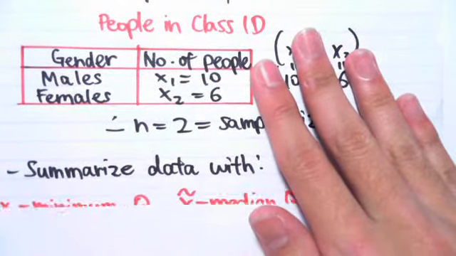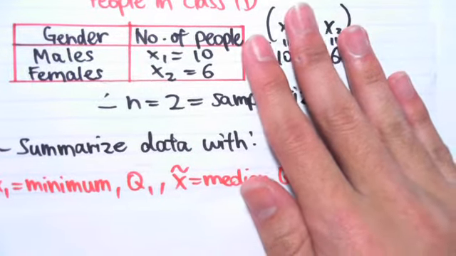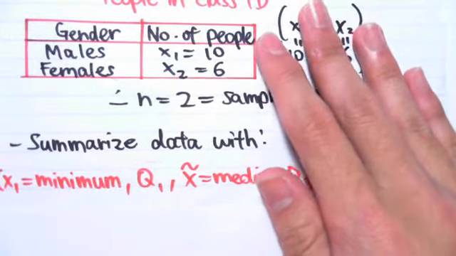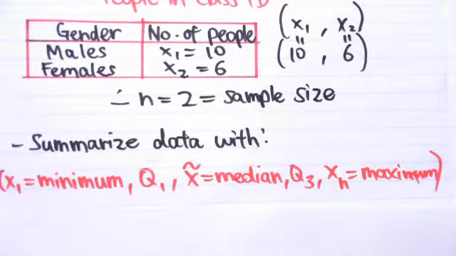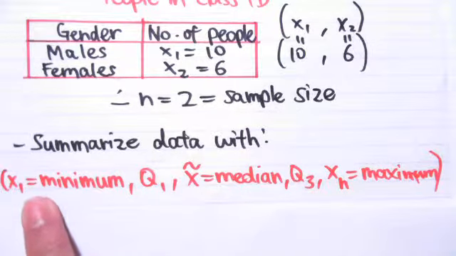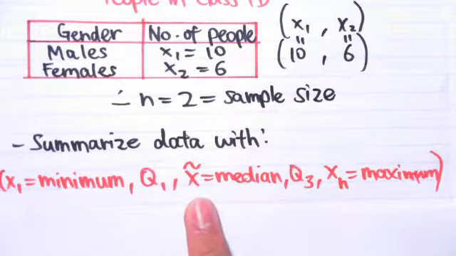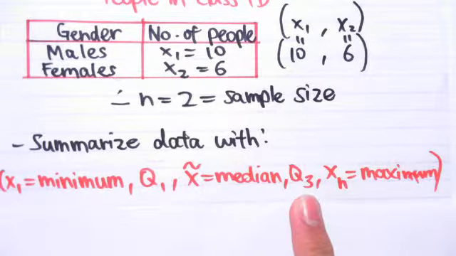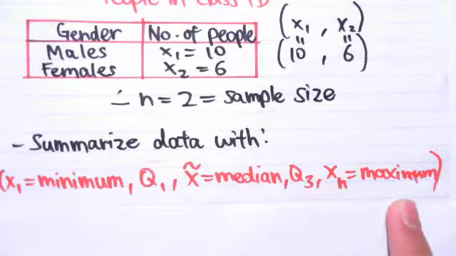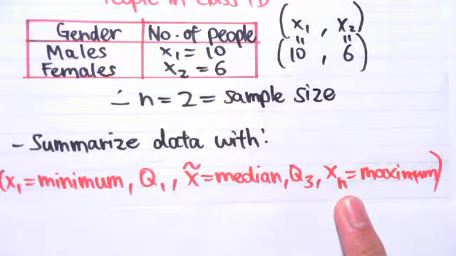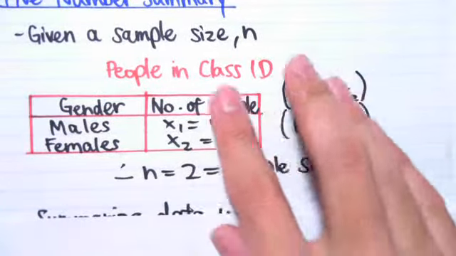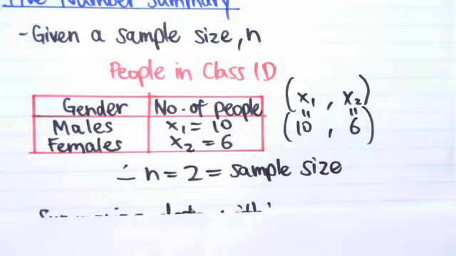We summarize data, especially sets that have much larger sizes, with something called a 5-number summary. These are the 5 numbers. The first number, x1, is the minimum. Q1 is the lower quartile. x squiggle is the median. Q3 is the upper quartile, and xn is the maximum, the maximum number in the set. The n in xn is the sample size. Remember, the sample size is the amount of values that are given to you in your data set.